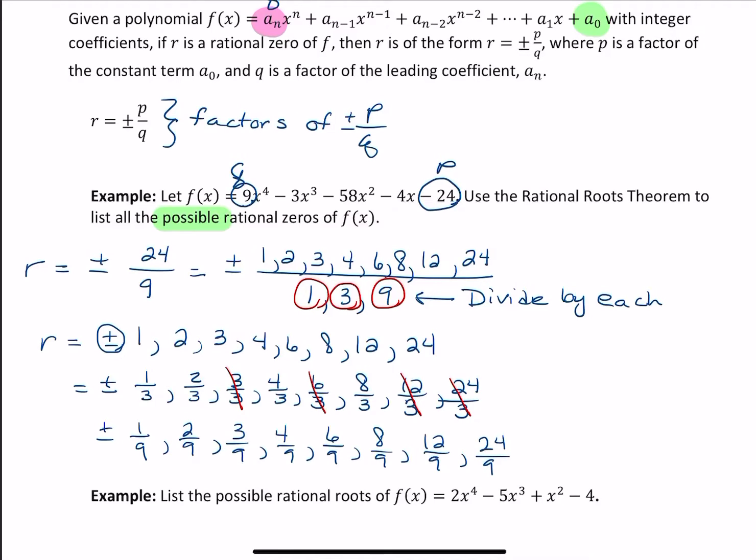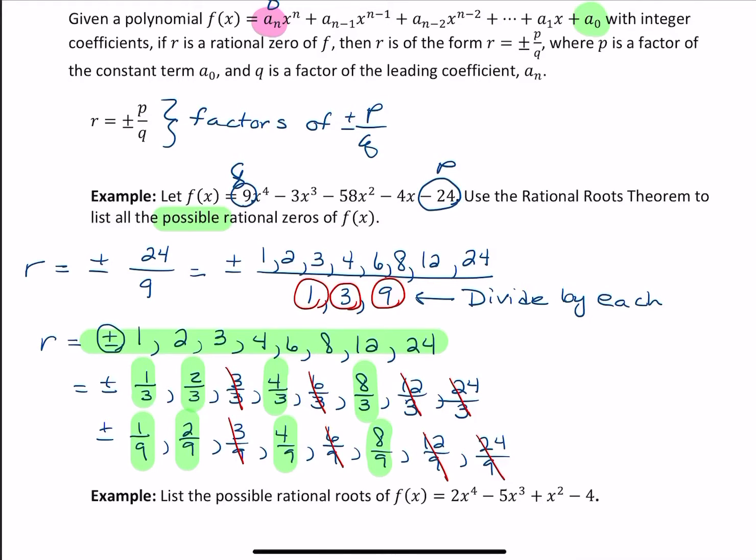And again, you have a couple repeats. 3 ninths reduces to 1/3, and we already have that. 6 ninths is 2/3, we already have that. 12 ninths is 4/3, and 24 ninths is 8/3. So all our possible zeros are all of these whole numbers plus or minus each one, the 1/3, positive or negative, 2/3, 4/3, 8/3, 1/9, 2 ninths, 4 ninths, and 8 ninths. Those are all your possible zeros.